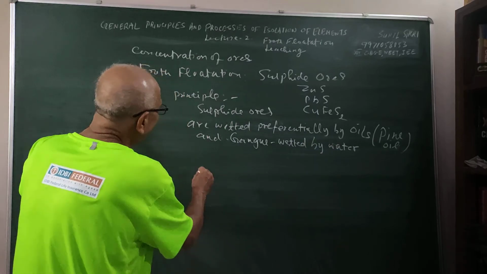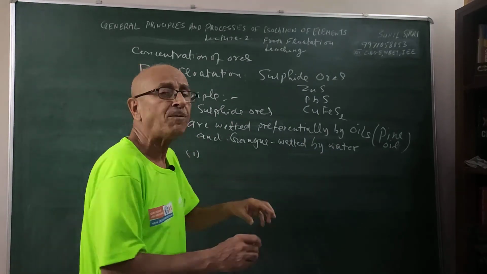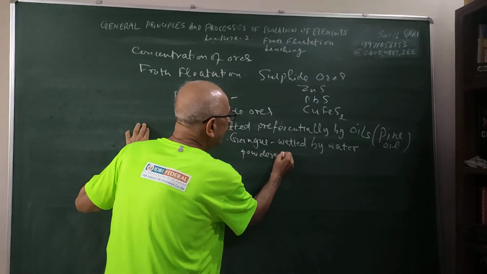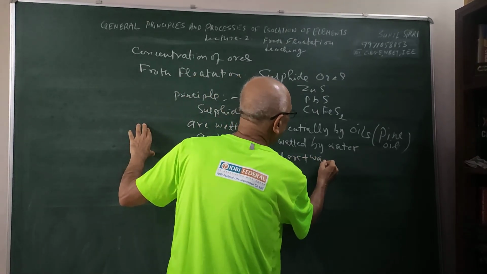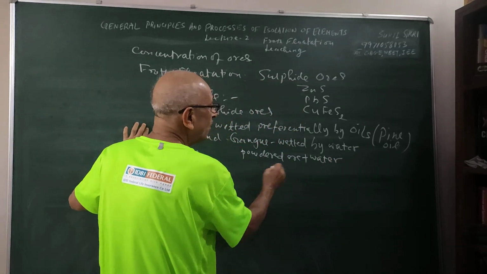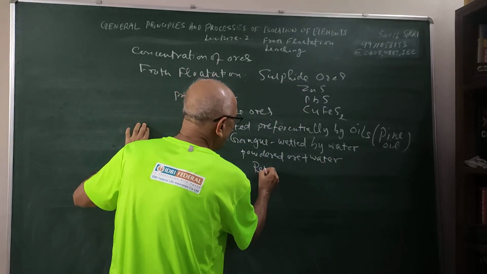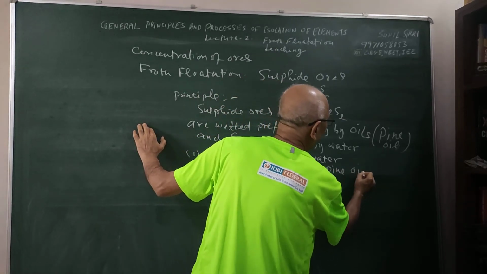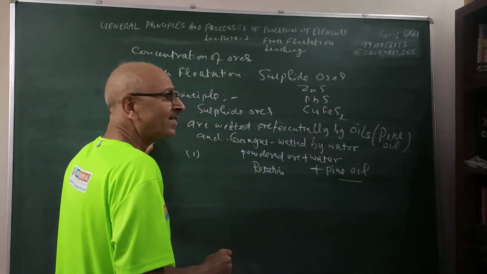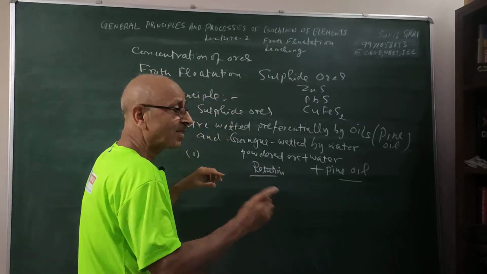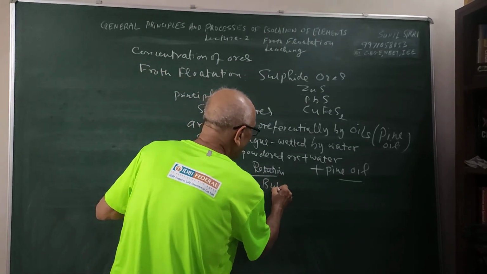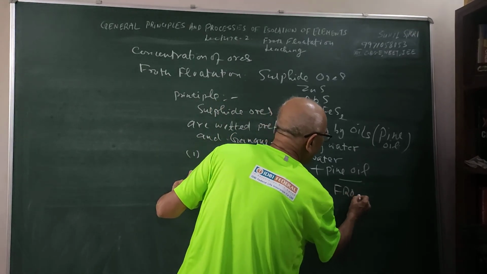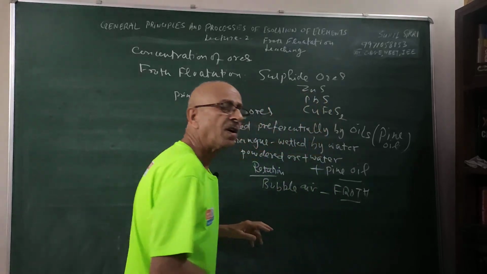So in this, what we are going to do is take a powdered ore plus water, and we will give a rotation to this, and we will also add pine oil in this. We will rotate this and bubble air so that froth is formed. What is our basic aim? We want froth to be formed.